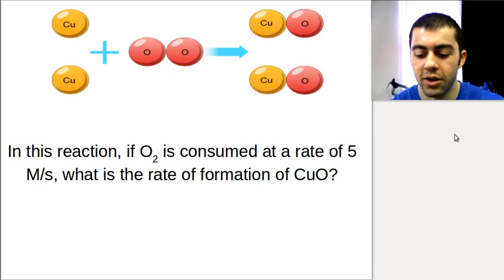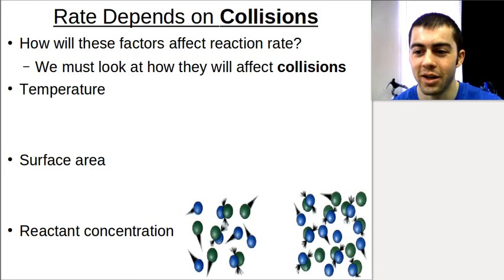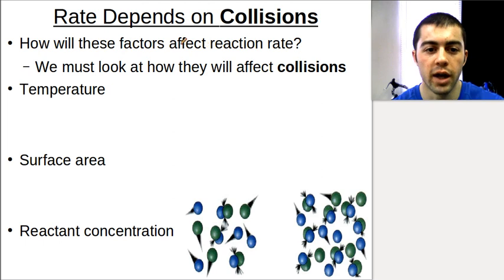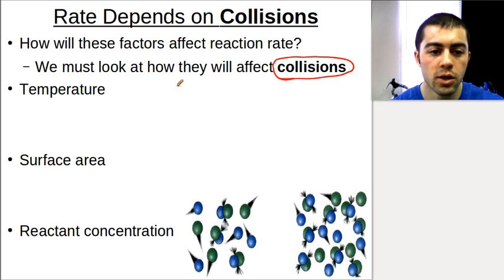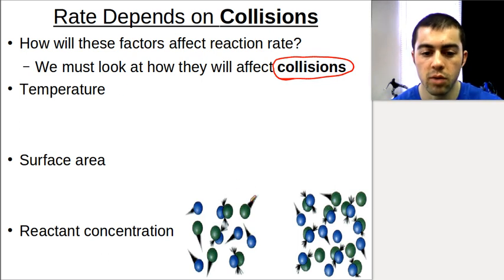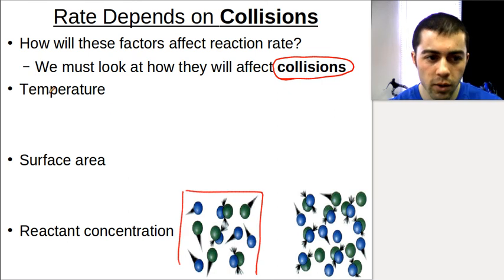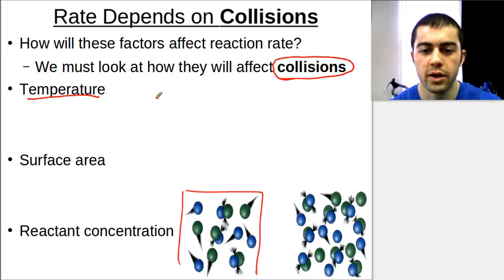Alright, so finally here we're going to talk about collision theory and how that affects the rate, how certain factors will affect the rate. So all we have to do is think about how these factors affect the collisions, because the collisions are what make the reaction go and therefore affect how fast it's going to go. So if we think about 2 sets of molecules, like if we look at maybe this box down here, and we think about how would temperature affect the rate.